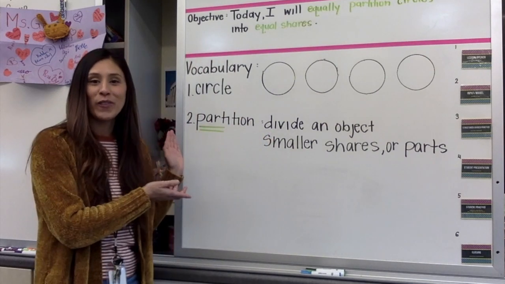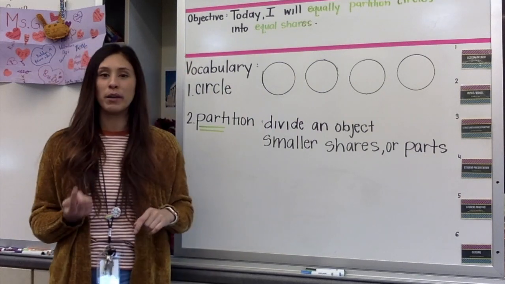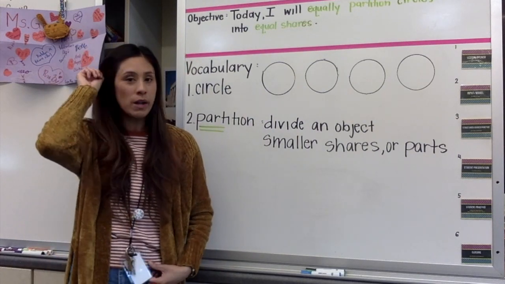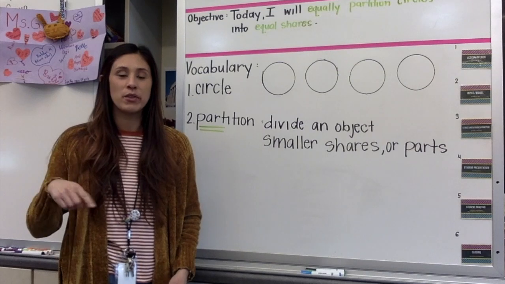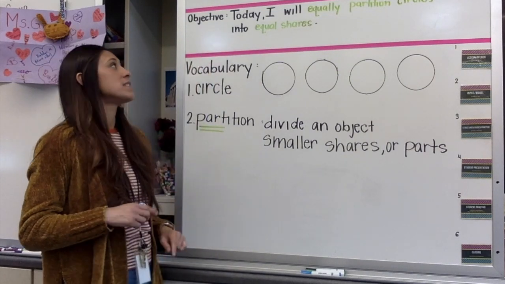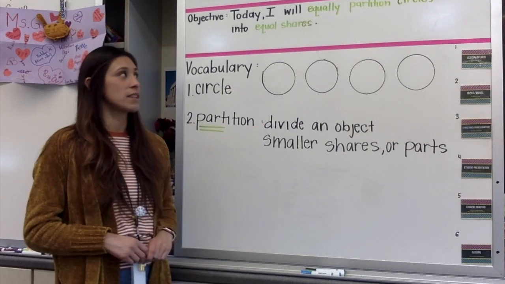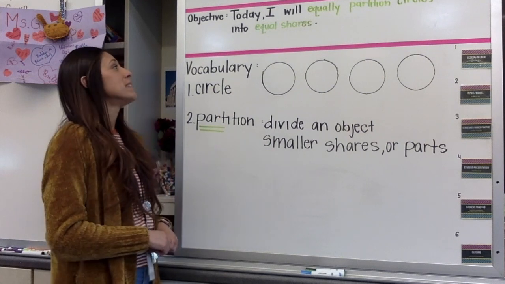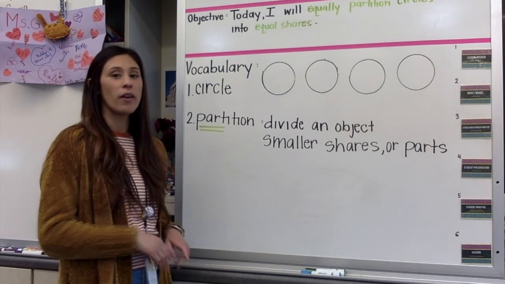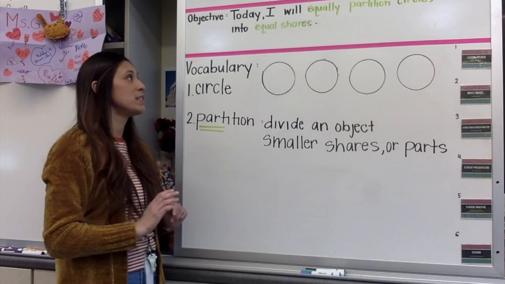So we're ready for our math lesson today, so let's start up at the top with our objective. I'm going to read it one time all the way through, and then I'll repeat it back so that you can say it to yourself as well. Our objective is: today we'll equally partition circles into equal shares. Your turn now. Today we'll equally partition circles into equal shares.